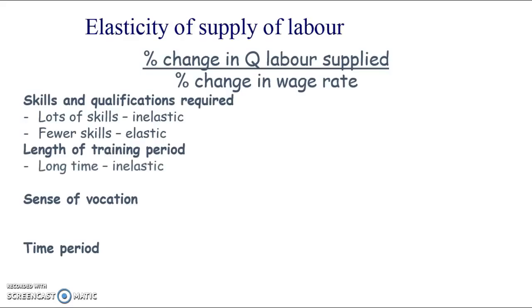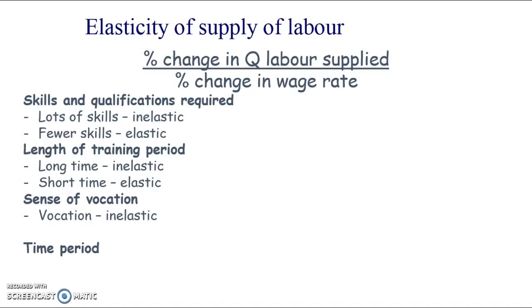Length of the training period: we know for doctors and any medical professionals, there's a really long training period. So if the training period is long, we tend to see very inelastic supply of labour. If it's short, elastic. Vocation, this is a really interesting one. If it's more than just a job to the person, we tend to get quite inelastic supply. So this one's really good to think about in the case of what would happen if the wage rate decreased.